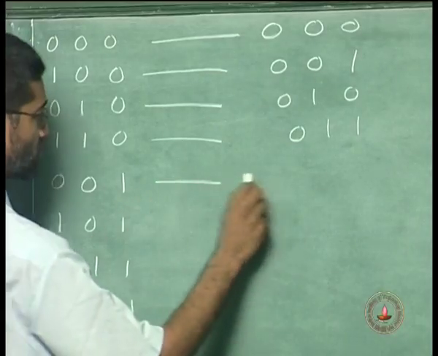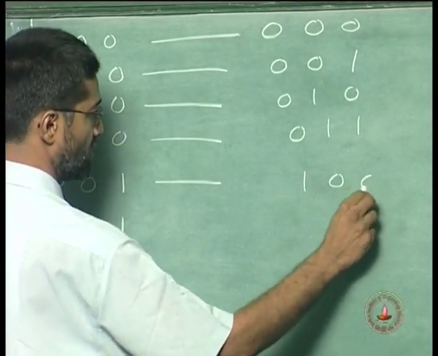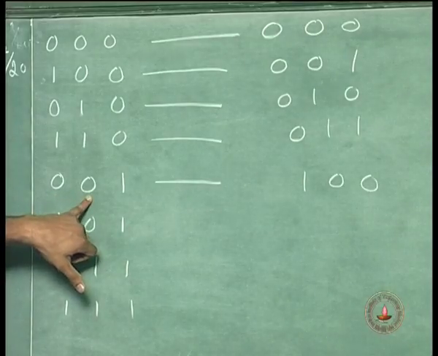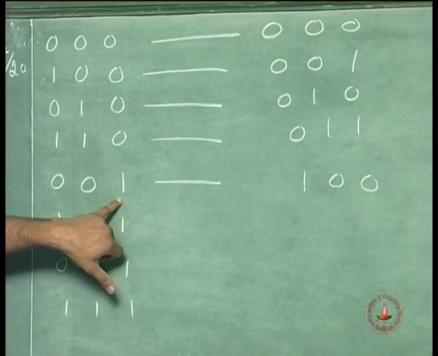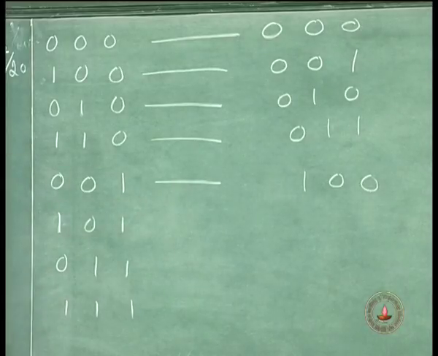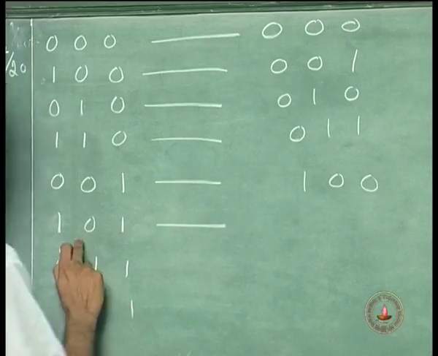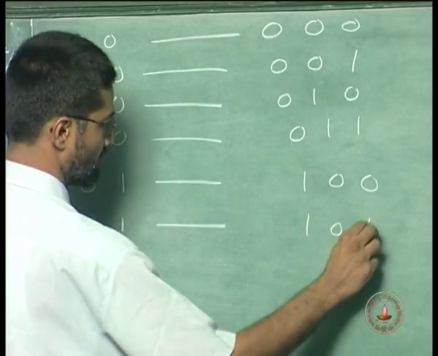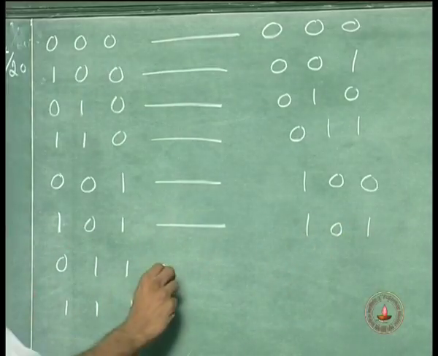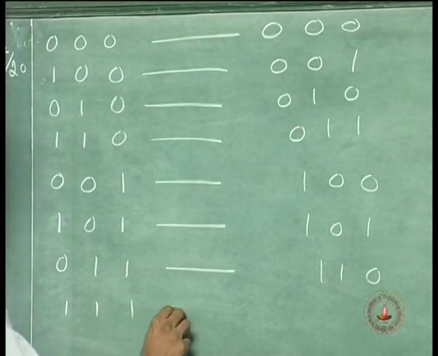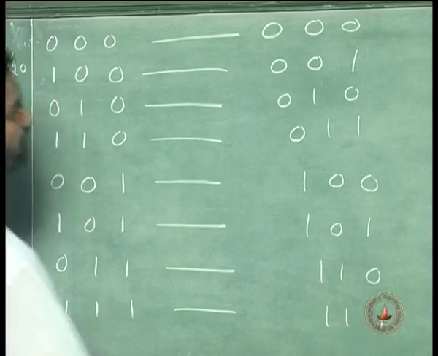Now this goes to 1, 0, 0. So that is what we had here as 4. Now that became 1. So 4 becomes 1. And then this will again remain as 1, 0, 1 because it's symmetric. Now this becomes 1, 1, 0, and this will become 1, 1, 1.